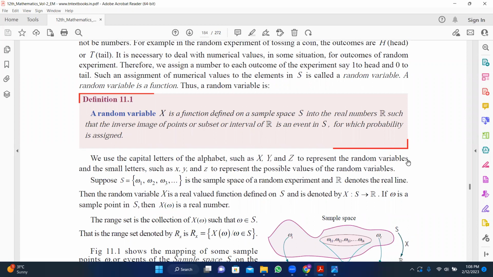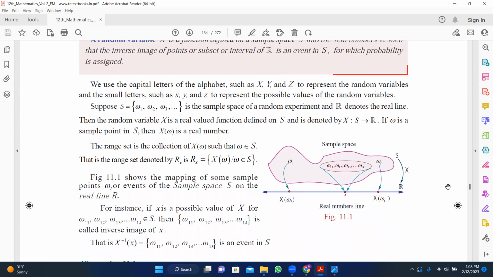We have the definition of a random variable as a function defined on a sample space S into the real numbers R, such that inverse image of points or subset or interval of R is an event in S for which probability is assigned. This basically means that if we run an experiment which results in a sample space, different outcomes coming from omega 1, omega 2, omega 3, so on, then we have a mapping from that sample space to the set of real numbers.